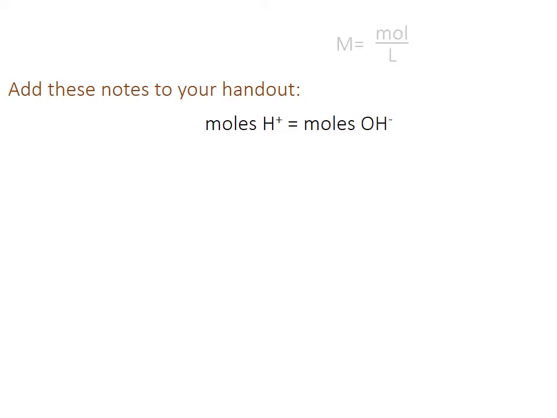Remember that molarity equals moles over liters. If I want to get moles by itself, I multiply both sides by liters. So liters can factor out, and the number of moles will equal molarity times liters. So the moles of acid will equal Na times the concentration of the acid times liters of the acid.